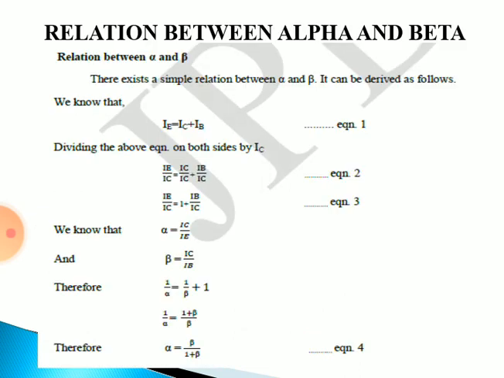So there is a relation between your alpha and beta. How to find this? We know that your emitter current is equal to your collector current plus base current. So you have to divide this equation by IC. When you divide it, this IC gets cancelled. So this will be IE upon IC is equal to 1 plus IB upon IC. We know that current gain alpha is equal to IC by IE and current amplification factor beta is equal to IC by IB. So what you can do is just replace.